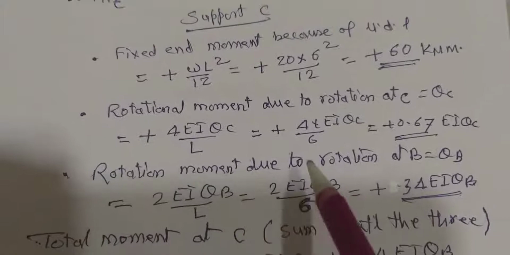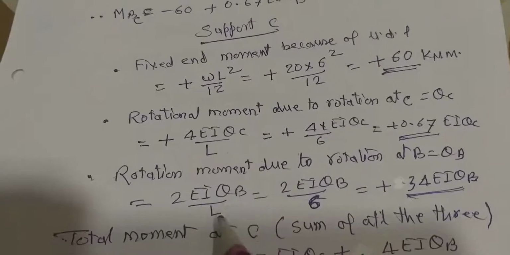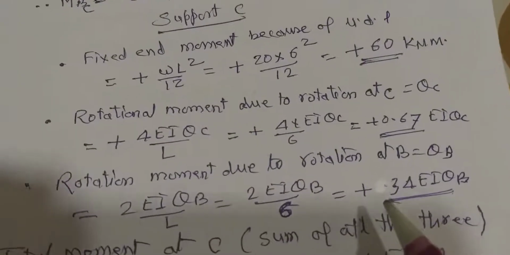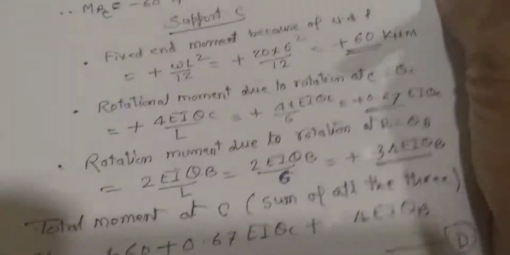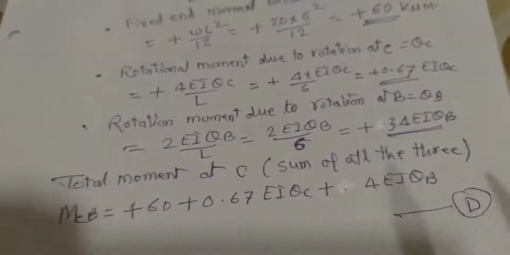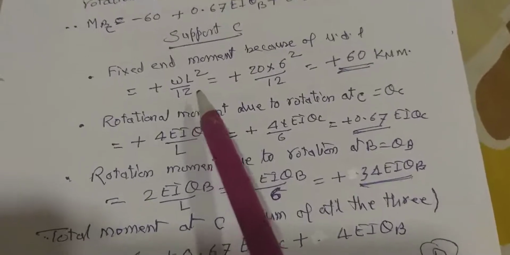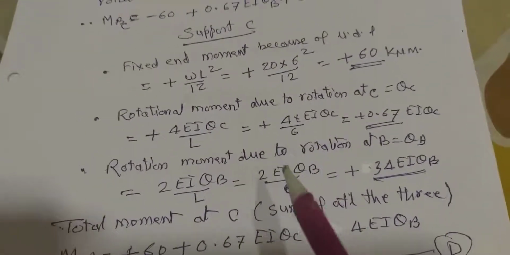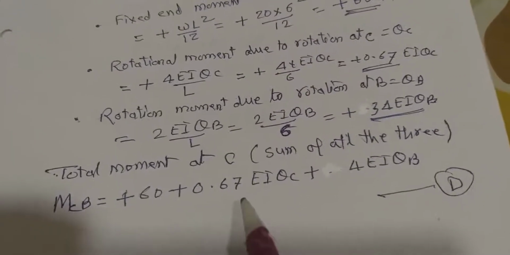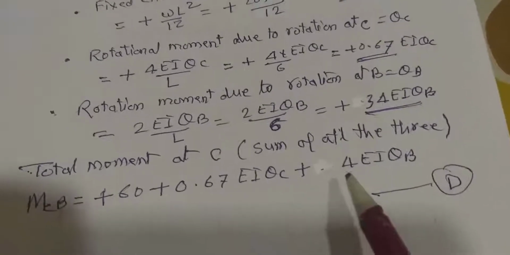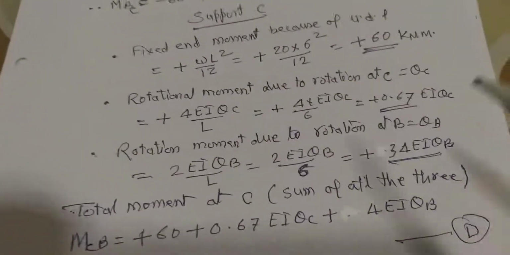The moment due to rotation at B, theta B, which is a transfer, will be half of that, 2 EI theta B by L. It comes out to be 0.34 EI theta B. Now the total moment at C is the sum of all the three moments: because of the UDL, because of the rotation at C, and because of the moment transferred to C. So it is plus 60 plus 0.67 EI theta C plus 0.34 EI theta B. This is denoted by capital D.